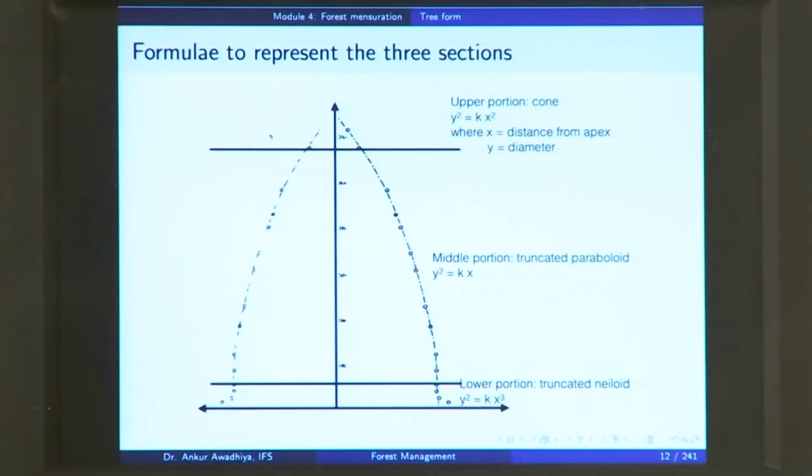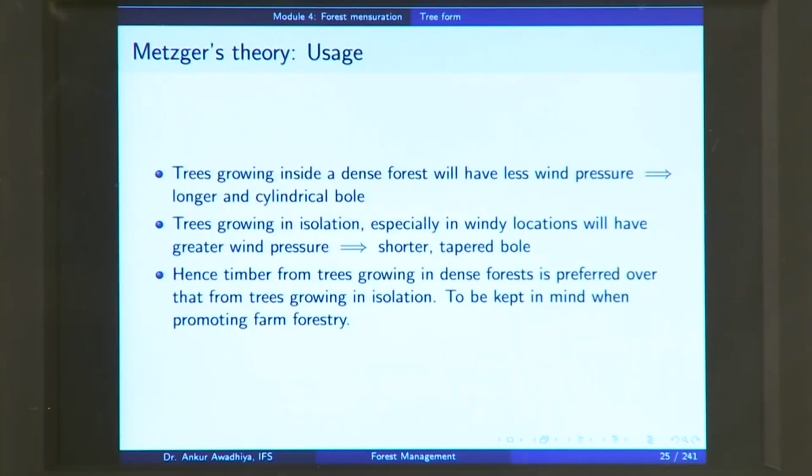Now, one point to consider here is that while Metzger considered that this beam is made of a uniform material, in actual case the plants have an option to deposit different materials at different places. So, this is one drawback of Metzger's theory, but still this theory is able to explain the form of a tree to quite an extent. Now, how do we make use of this theory?